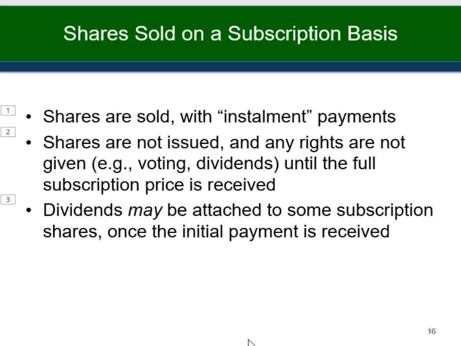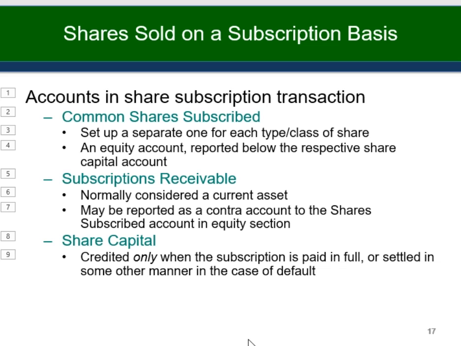Dividends may be attached to subscription shares once the initial payment is received, but shares are not issued, and no voting rights or dividends are paid until the full subscription price is received. Where dividends are declared on subscription shares, they may be held in trust until the shares are actually paid. For share subscription, you need to set up an account called common share subscribed, so that the common shares which are actually issued and outstanding are treated separately from the common shares which are not yet purchased and do not have voting rights.